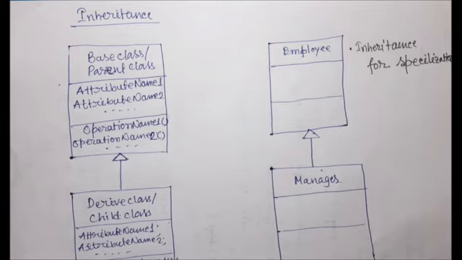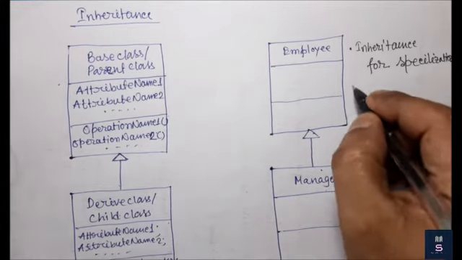Another example: we have a bank account class, which might have some data members such as account number, customer name, and balance. An interest bearing account class might inherit the bank account, then add some data members such as interest rate, along with the behavior for calculating the interest earned. So this is the example of specialization.